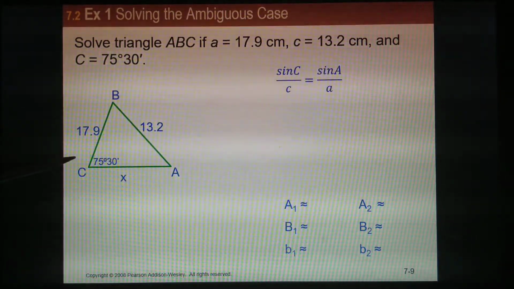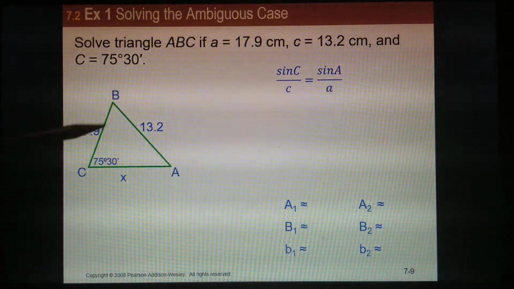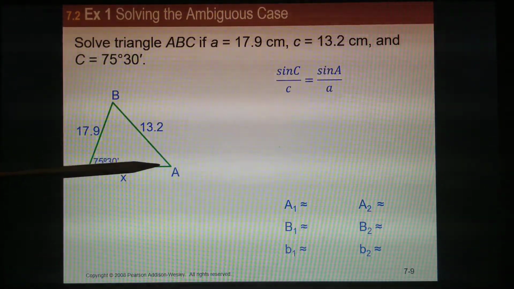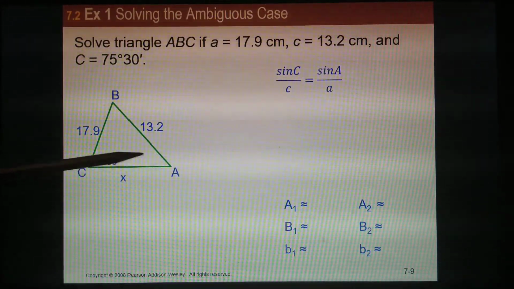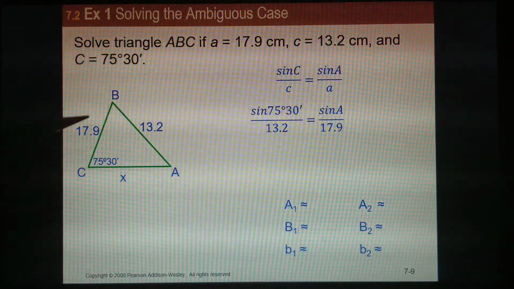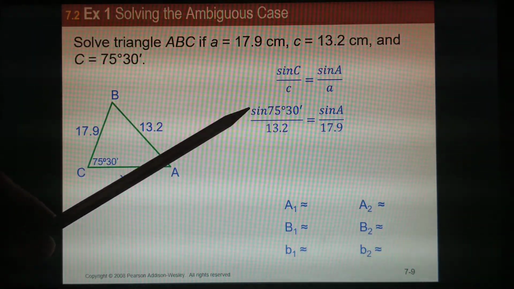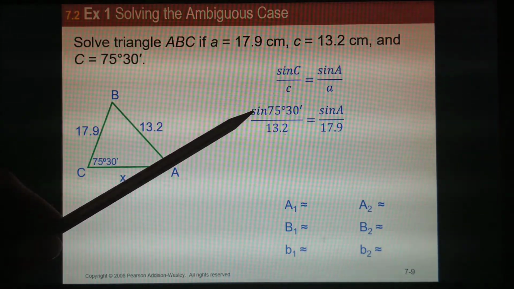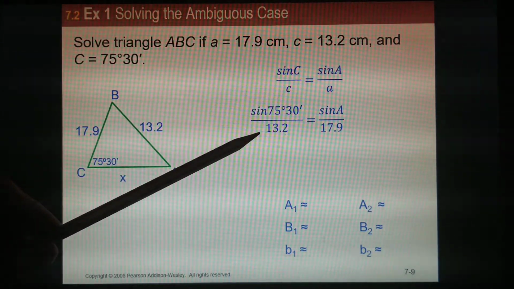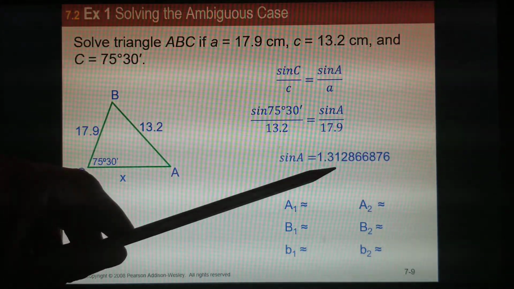So right now I know angle C for sure. So I'm going to start with the sine of angle C over side C, and then from there I could pick either angle A or B. It wouldn't matter which one, so I just went ahead and picked angle A, so therefore the sine of angle A over side A. All right, I fill in those numbers. Now I'm going to cross multiply and divide. So you would multiply 17.9 times the sine of 75 degrees and 30 minutes, and then divide that by 13.2. Now, after I'm done doing that, this is the decimal that I get.